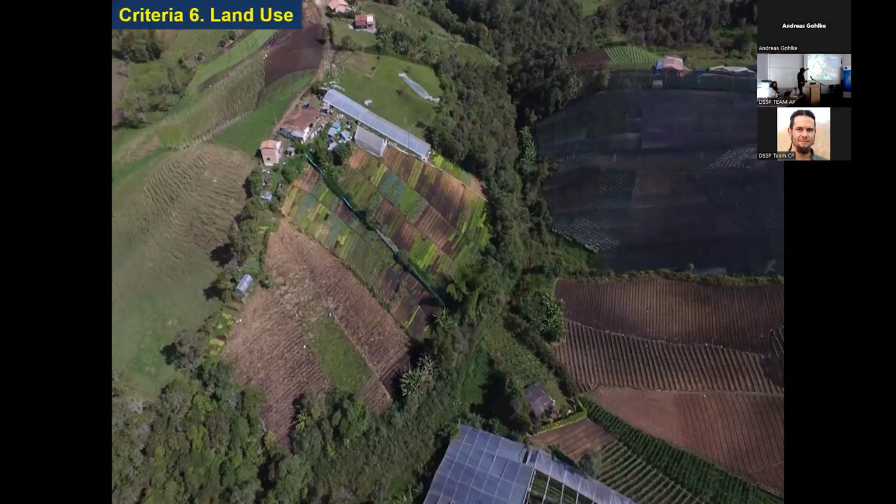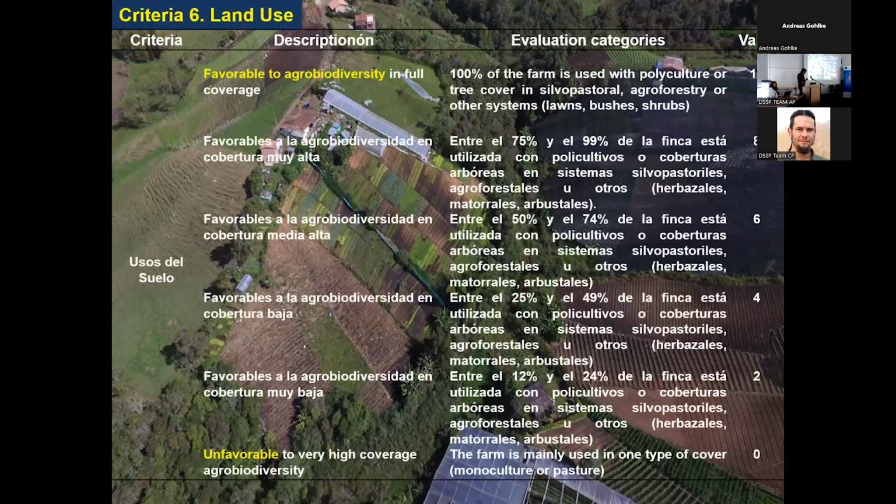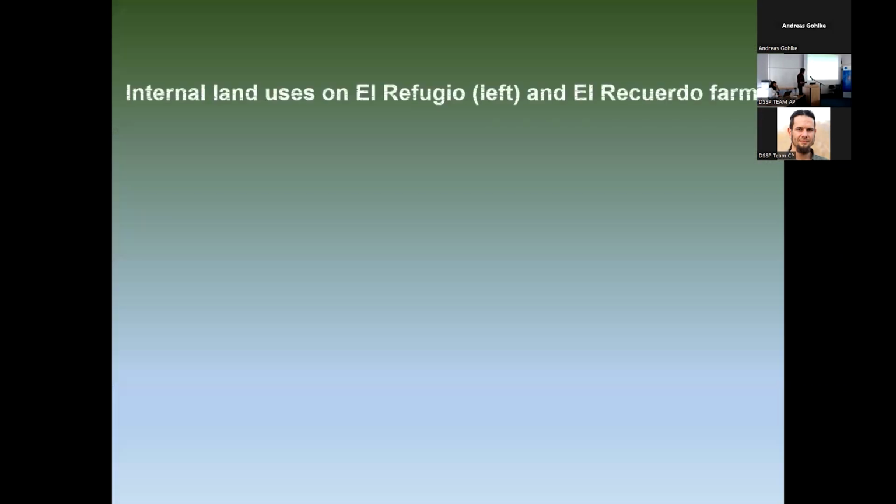And we use also digitalization tools here in the land use, and we measure this favorably to agrobiodiversity or not favorably with the land use into the farm.